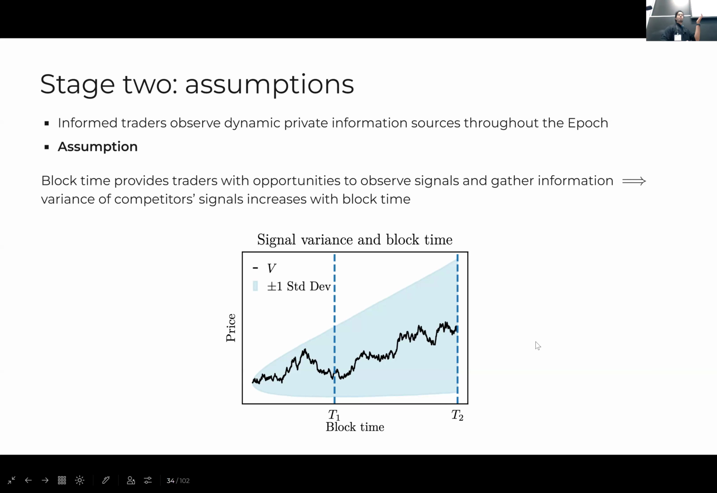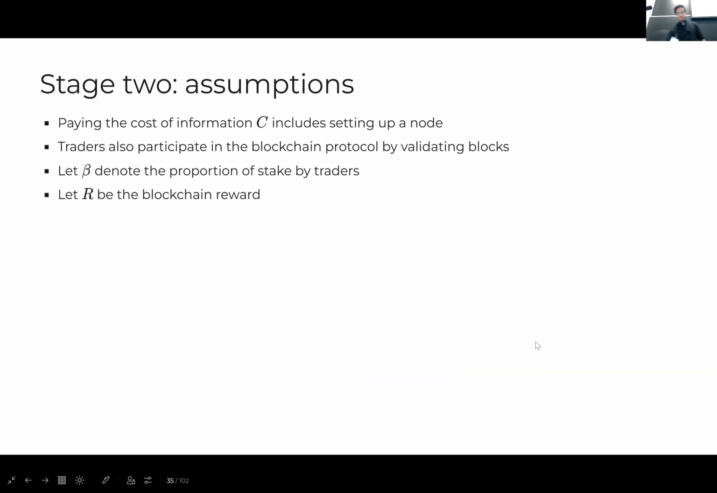And the same thing from the perspective of a liquidity provider. If the block time is longer, then they know that by the end of block time, the signal will have more variance.